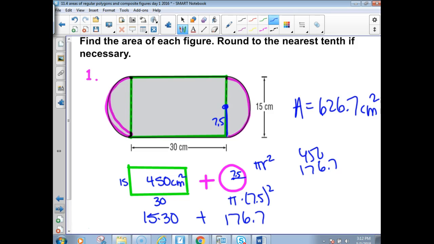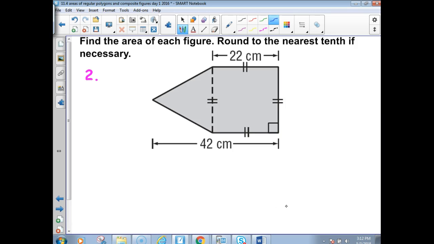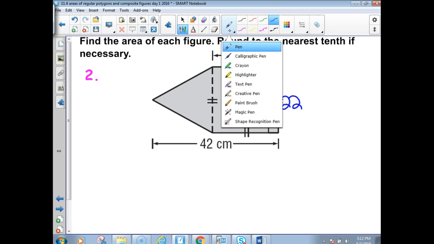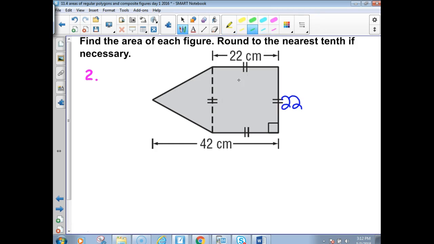Okay, number 2. I see a triangle and a square. If those slashes are there, then this is a 22 by 22 square. If you want to draw them separately, I certainly encourage that if it helps you. If you don't want to, you can just do them and then put them together. I've just found that doing it this way has helped some students understand this better.